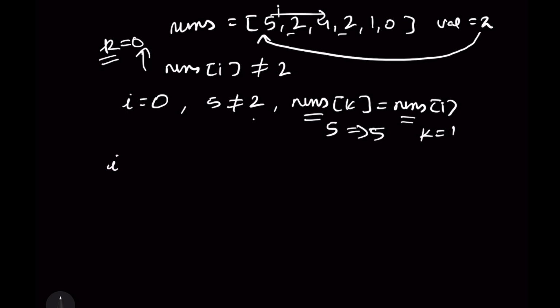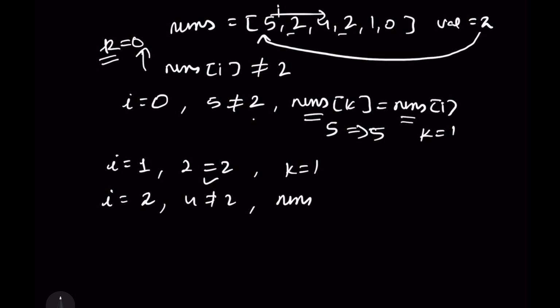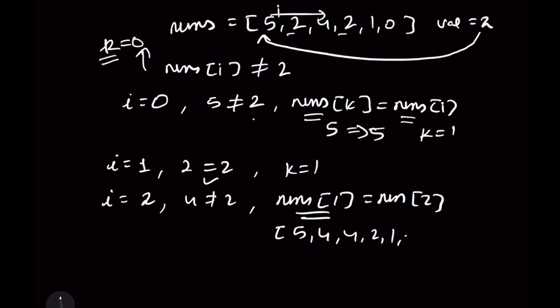Now let's say i is equal to 1 here, so 2 is equal to 2, so this condition is true, then we won't do anything, and our k will remain 1. If i is equal to 2 here, 4 is not equal to 2, so nums of k, which is 1, is equal to nums of i, which is nums of 2. What is nums of i? This 2 value will become 4. So our array will look like 5, 4, 4, 2, 1, and 0.